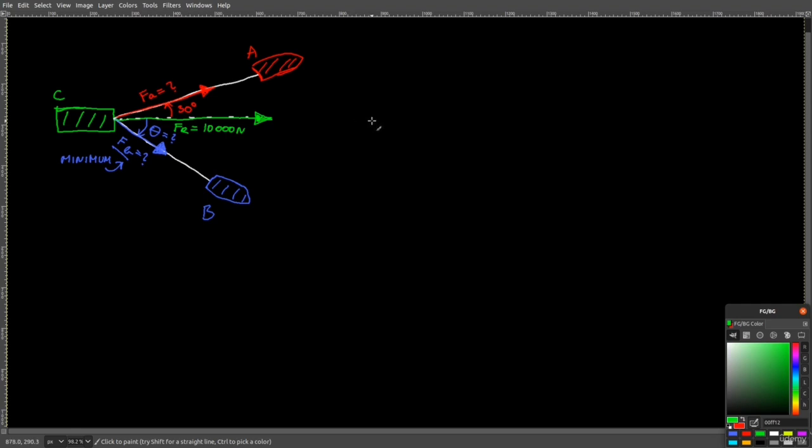could be using the same technique that we used in the previous problem. So your FR is now fixed. It's 10,000 newtons. And you know that this angle here is 30 degrees. So maybe I can construct this right triangle here, where this is my FA, this is 30 degrees, and then again, theta would be 90 degrees.